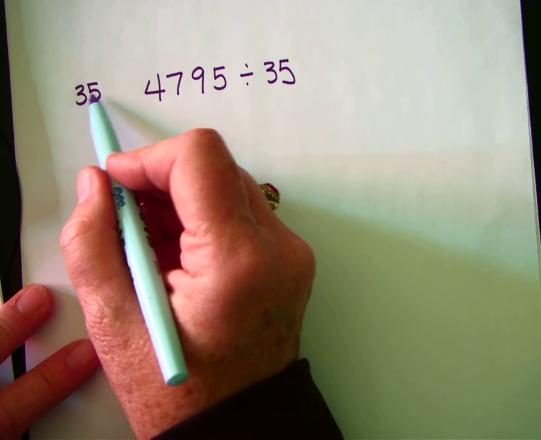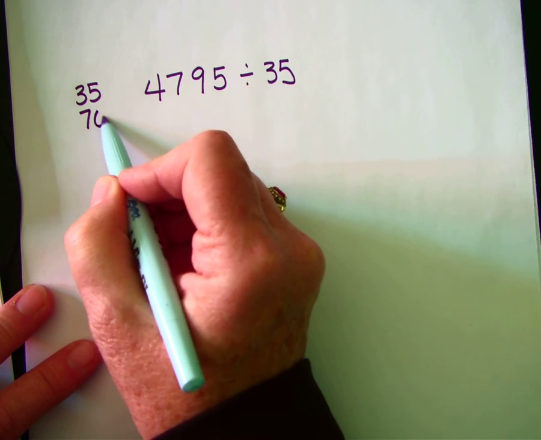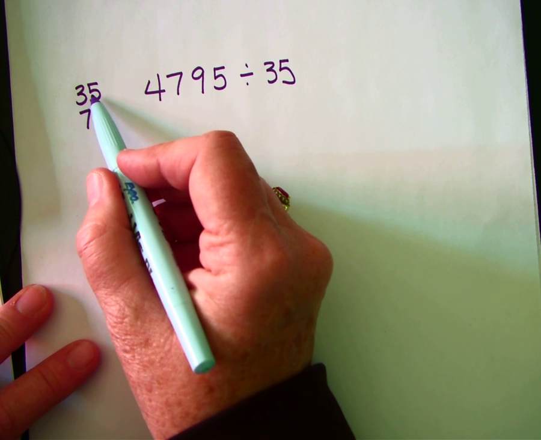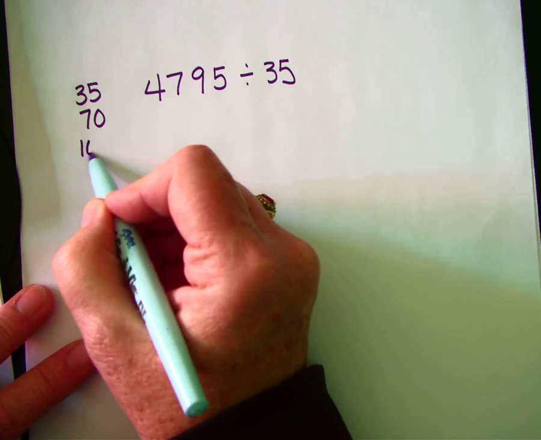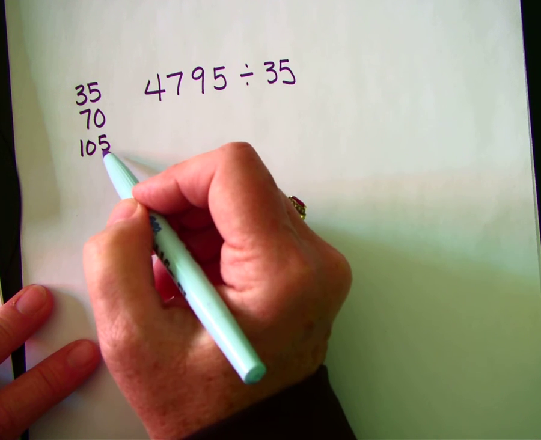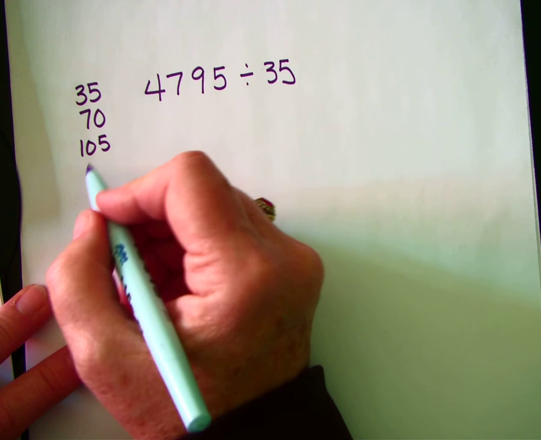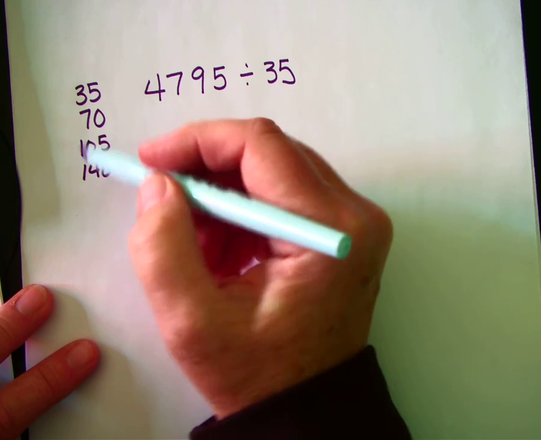So, this is 35 one time. We have 35 two times. So we're going to add 70 and 30, which is 100, plus 5, 105. There's 3 times. I'm going to add 105 plus 30, which is 135, plus that 5 is 140.